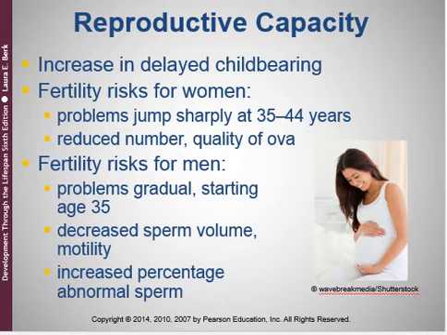Men's fertility declines more gradually, but even for men, fertility starts to gradually decline starting at 35. There's less sperm produced, and their motility, their ability to swim well, decreases, and there's an increased risk of abnormal sperm. Again, for men, this is a more gradual problem than for women.